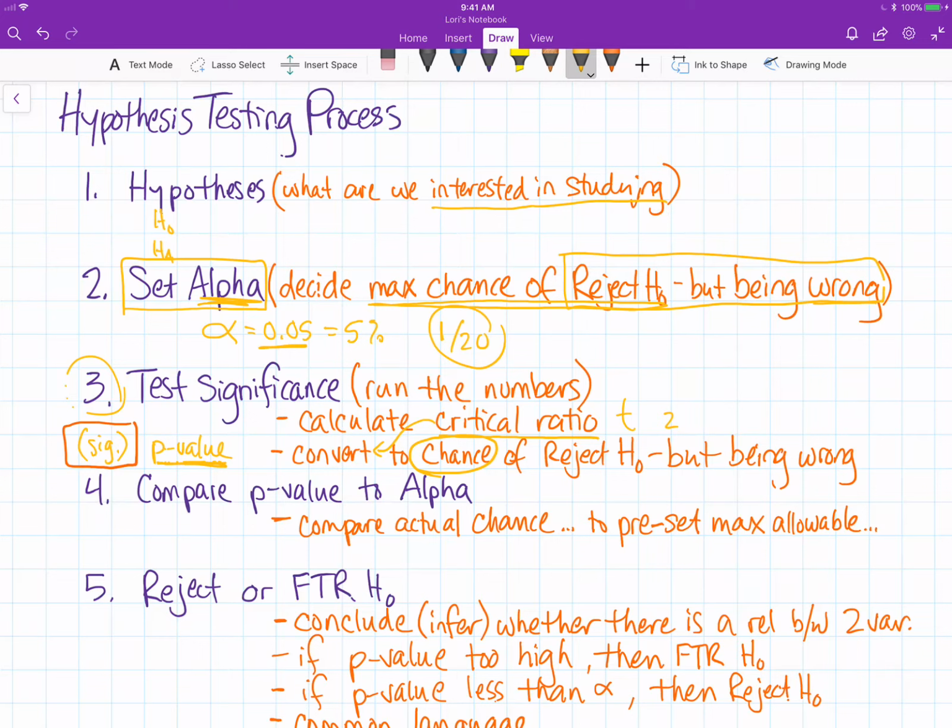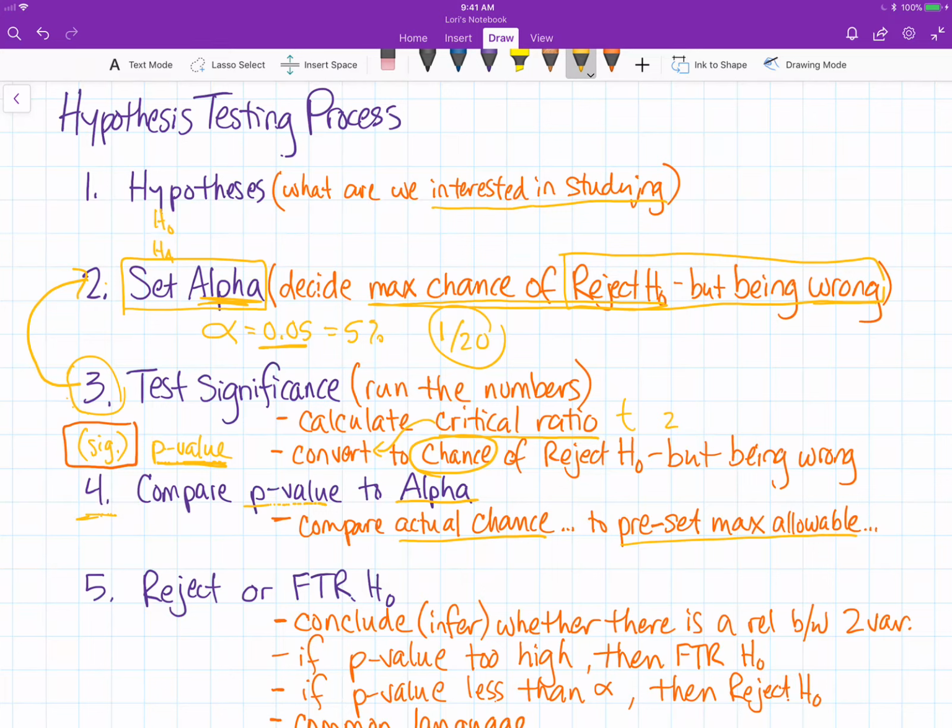And then what we do as a fourth step is we compare our p-value, the one that we got when we ran the statistical test in the software, to the alpha we decided up here in step 2. So in other words, we compare number 3 to number 2. And so we're comparing the actual calculated chance of being wrong when we reject the null to the preset maximum that we decided ahead of time. So we're comparing number 3, our final results, to number 2, the set alpha that we decided before we did the test.